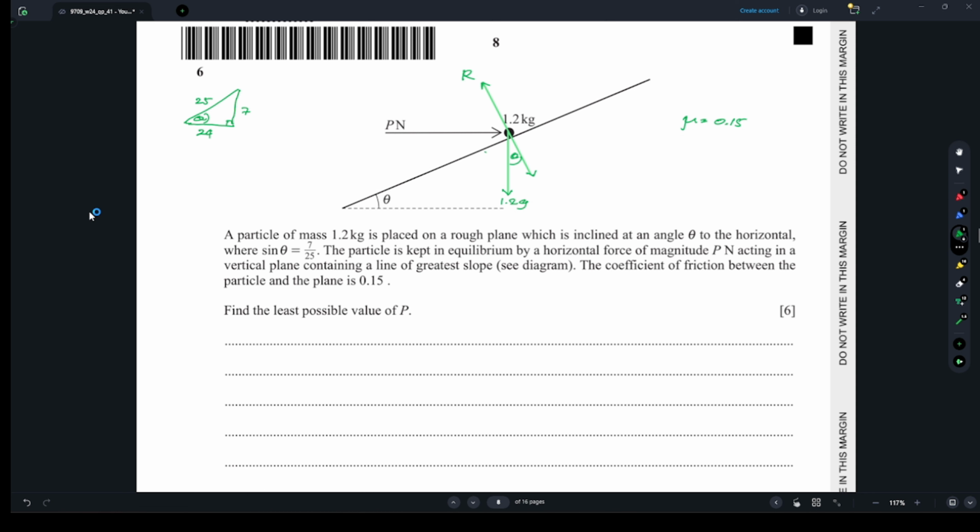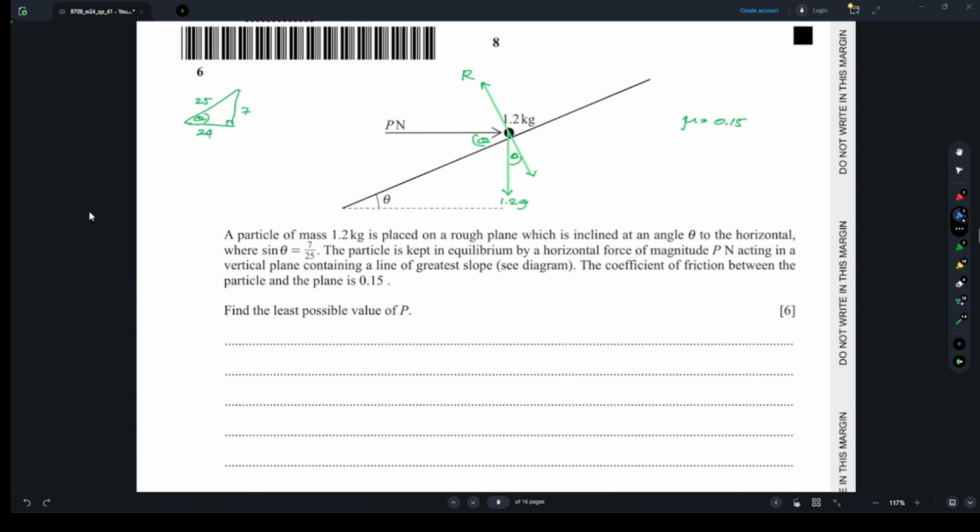Because this angle is 90 minus theta, and since these two angles are 90, then this angle should be theta, right? So you should remember. And also here, this angle should be theta because, if you remember in math, two lines are parallel and this is the Z shape angle. Easy way to remember. Okay, they should be equal.